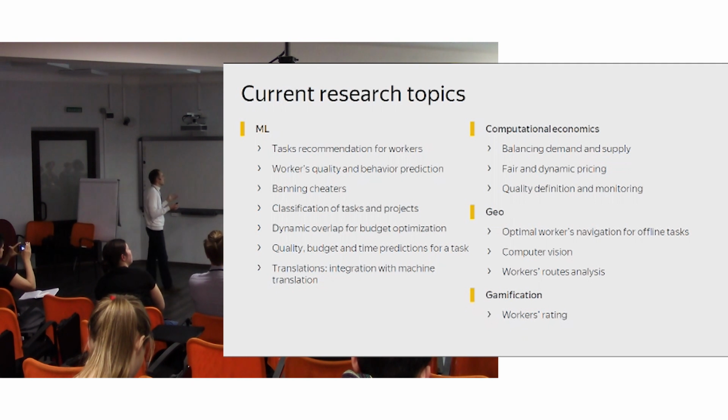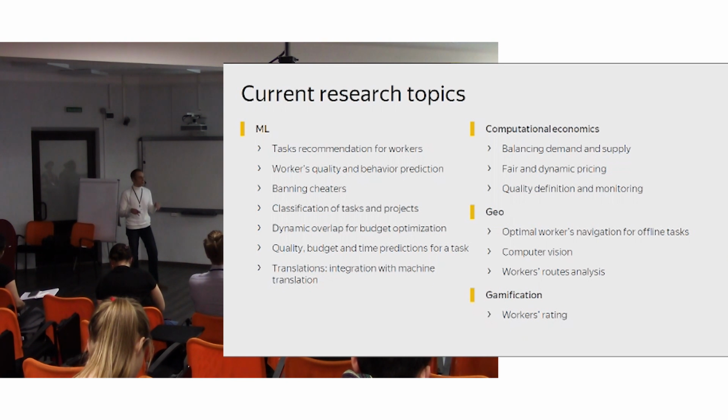For example, I haven't talked about classification of tasks now, but of course it is important. There is also a problem of dynamic overlapping of tasks. What is it? Given a task formulation, how do we determine to how many workers I should give it? To one worker? What if he's made a mistake?